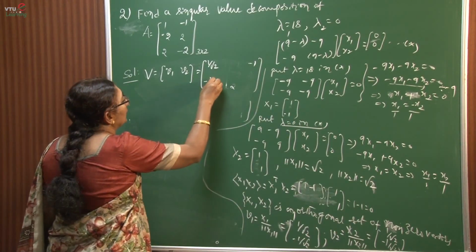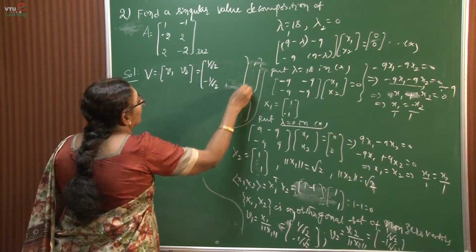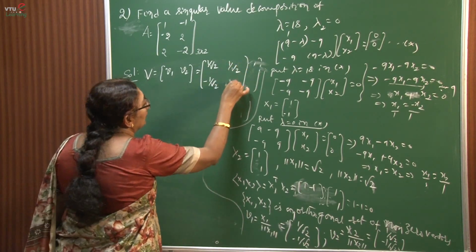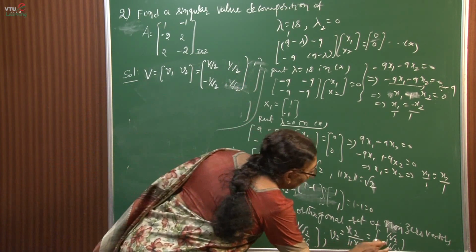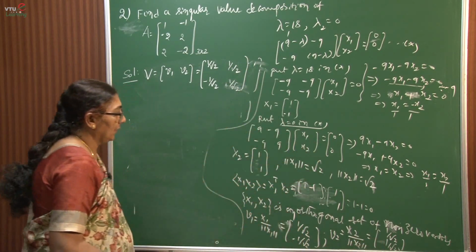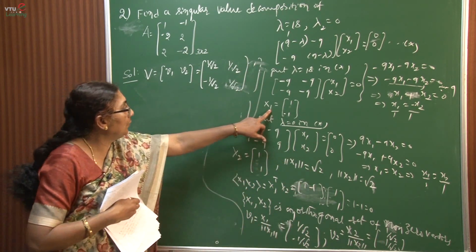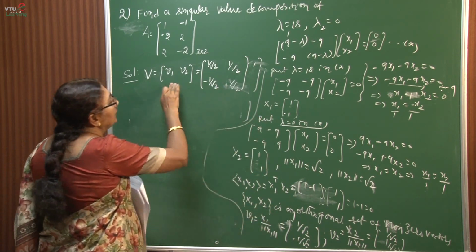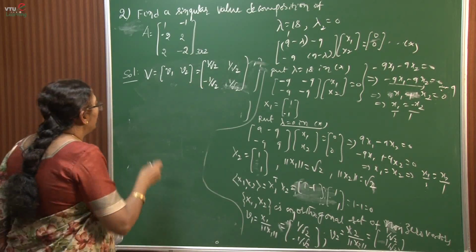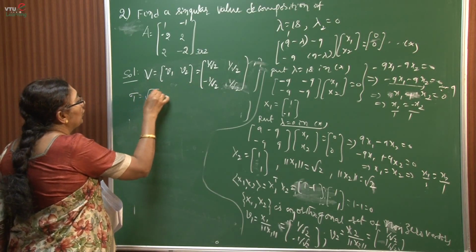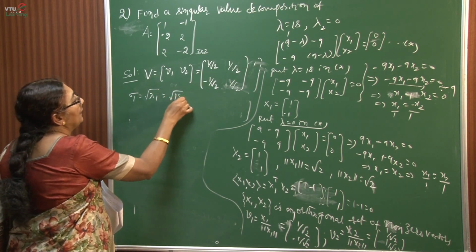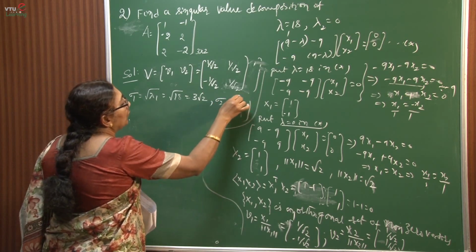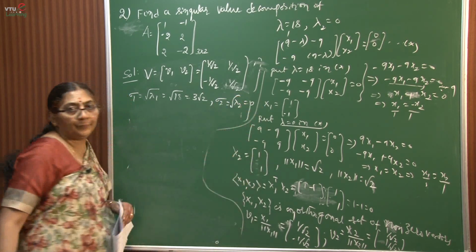Minus 1 by root 2. Okay. And then 1 by root 2, 1 by root 2. Okay. This is my V1 and V2. We get V. Next you find out sigma 1. What is sigma 1? Root of lambda 1. What is lambda 1? 18, root of 18, 3 root 2. Sigma 2 is nothing but root of lambda 2, which is 0.